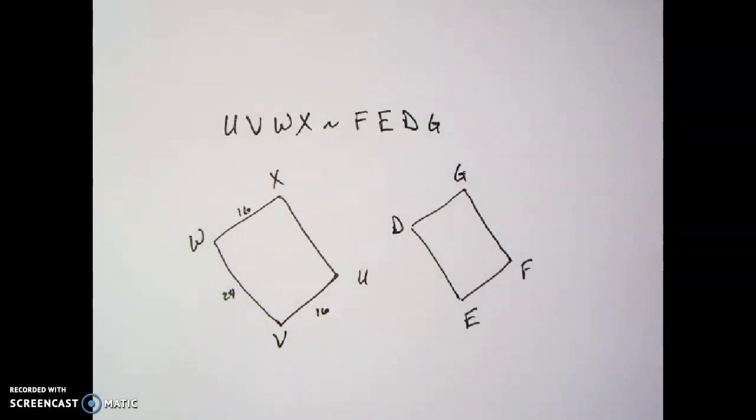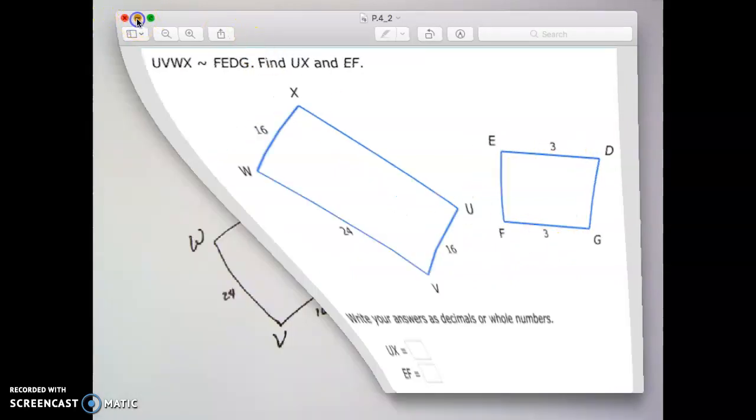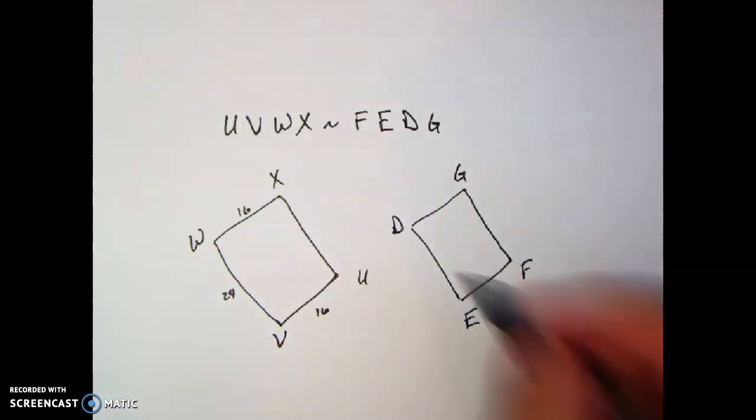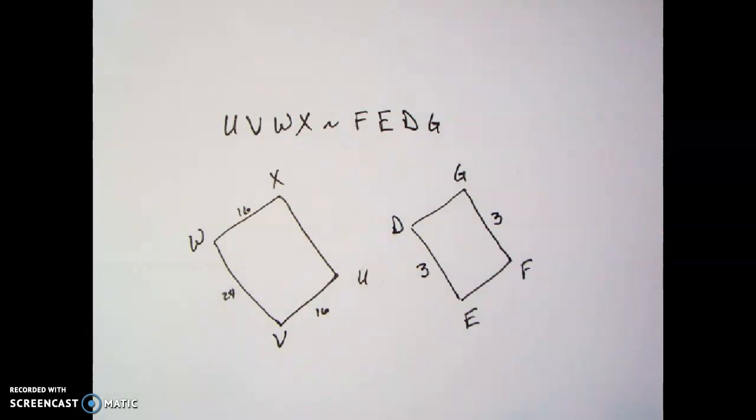Now when I go back to my original and I look at EF is a side that we are looking for, we're also looking for UX. I am given that ED and FG are each 3. So ED is here, FG is here. Now remember, if these are similar figures, then that would mean that our corresponding sides are proportional.